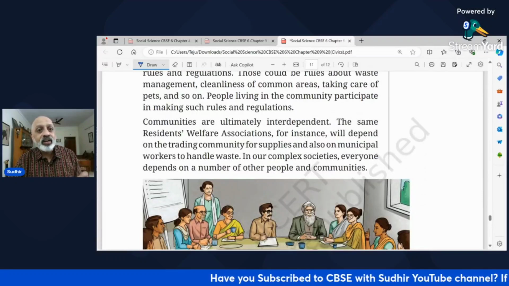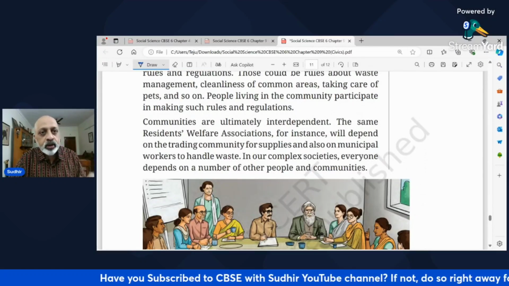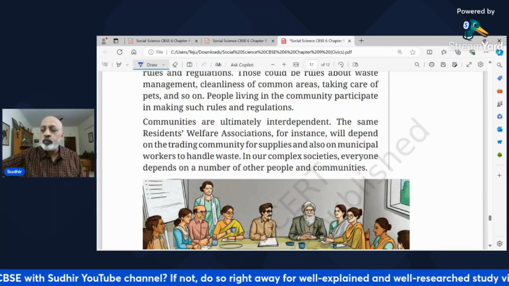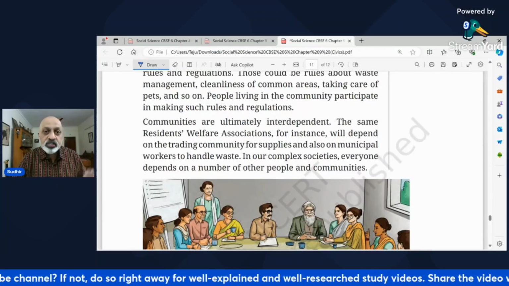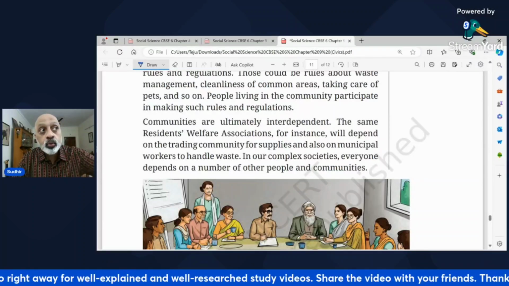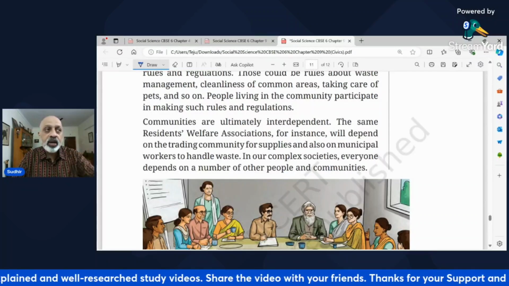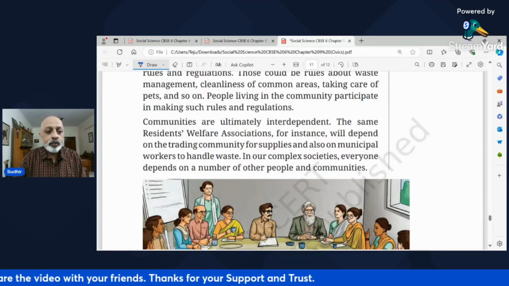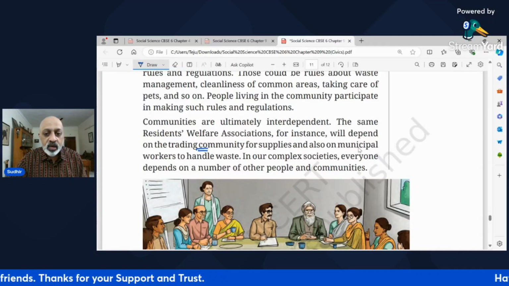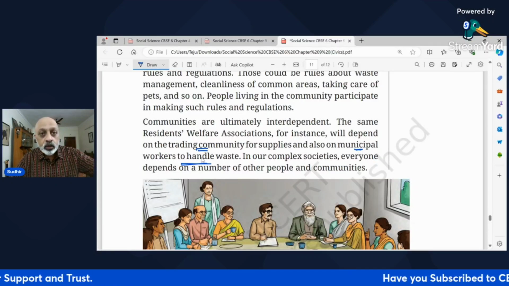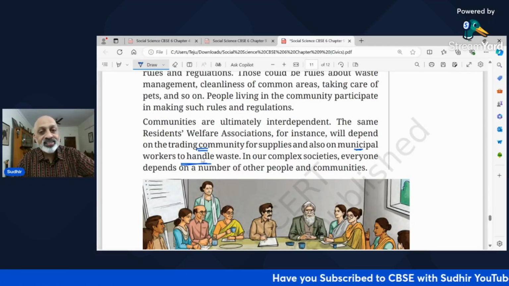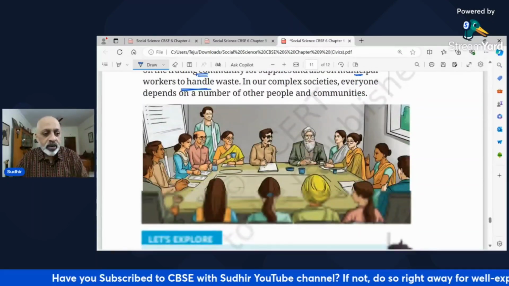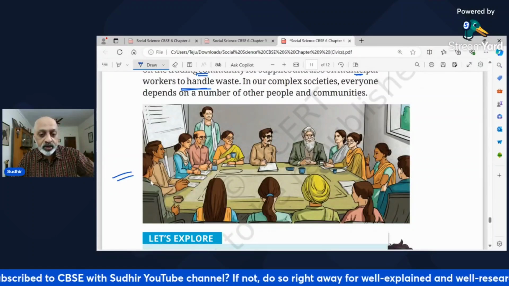Communities are ultimately interdependent in the sense that you depend on another community also. For example, the resident welfare association, for example, yahan pe flood aa gaya, pani bhar gaya, the president and the secretary of the association will reach out to someone else for help, on behalf of this community. So communities become interdependent. Like it says, it depends on the trading community for supplies, the municipal workers to handle waste. Kachra hai, so you call the municipal commissioner and say that please send someone to clear the garbage in front of our apartment complex. So this is how meetings of the apartment complex, etc., take place.